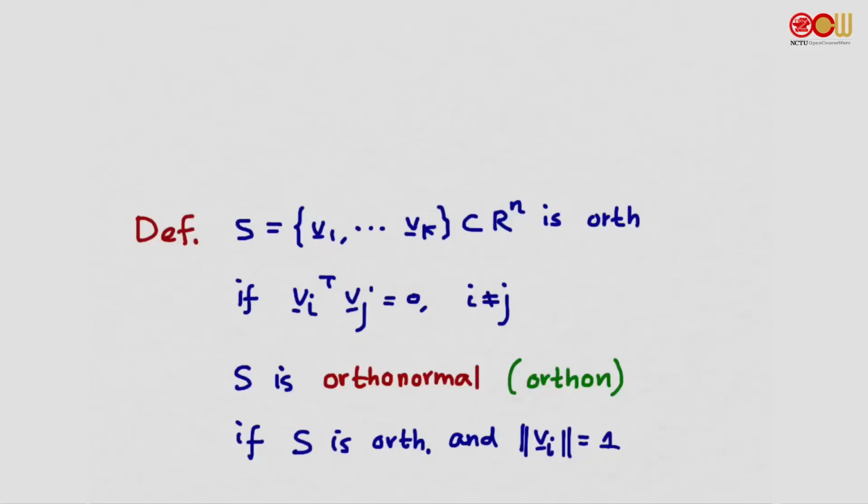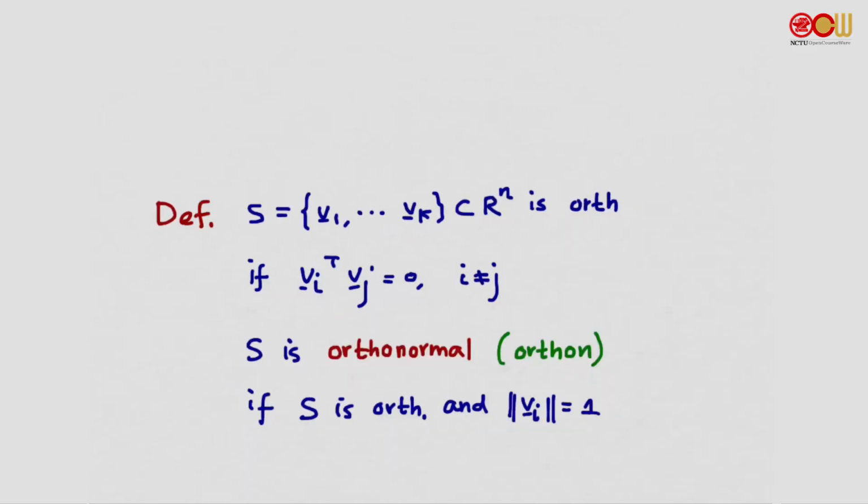S is a subset of Rn. It has k vectors, v1 to vk. We say S is orthogonal if every two vectors of S are orthogonal. We take out arbitrary two vectors from S, vi and vj. They are orthogonal.